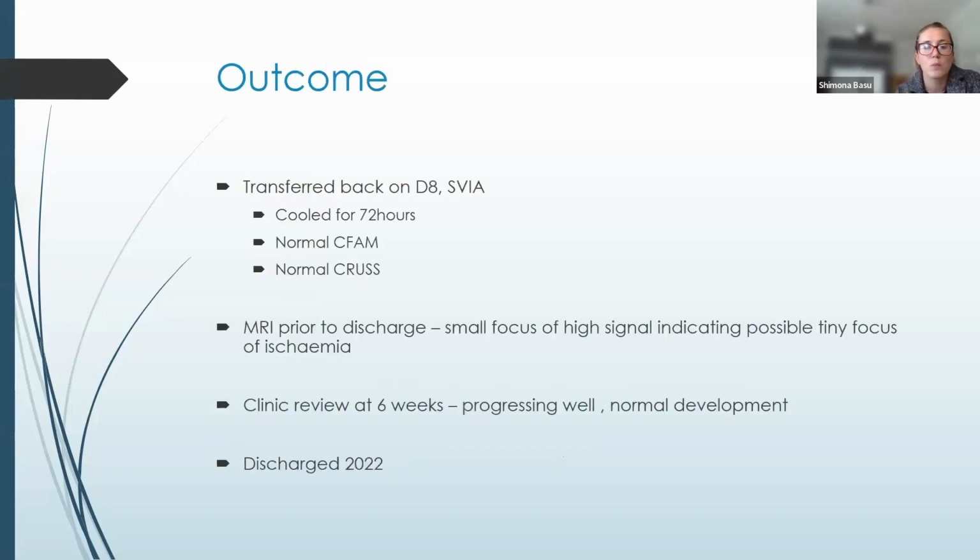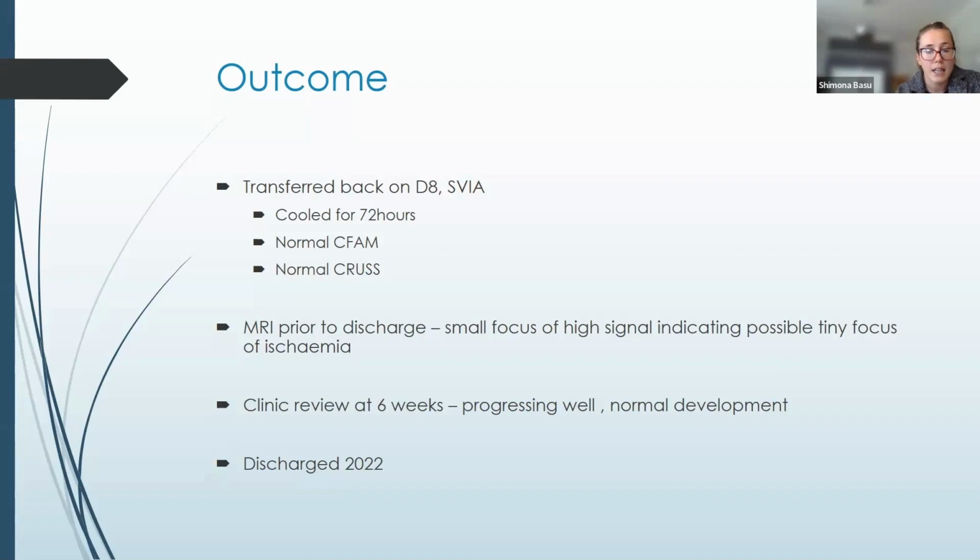In terms of the outcomes, the baby was transferred back to us on day 8 in air and with no other medications. He was cooled for 72 hours. He had normal cerebral monitoring whilst he was at Leeds and had a normal cranial ultrasound whilst he was there. Just before he was discharged back to us, he had an MRI which showed a possible tiny area of ischemia, but Leeds were not concerned about that and were happy that he didn't need any particular follow-up or further investigations from them. He could just be followed up locally.